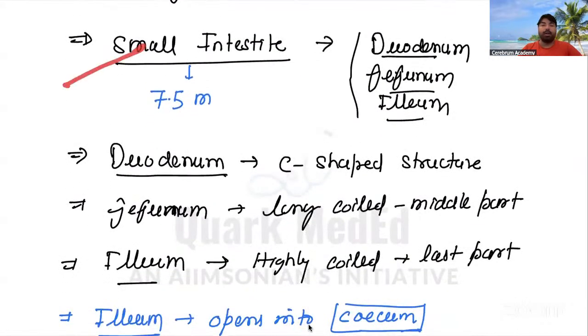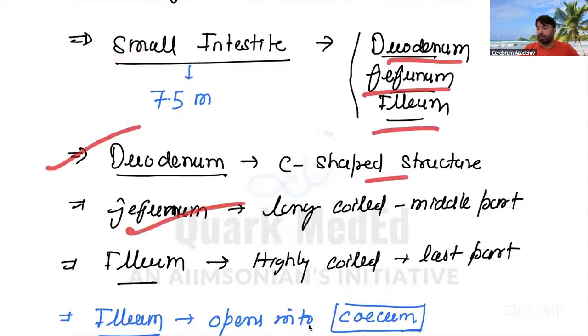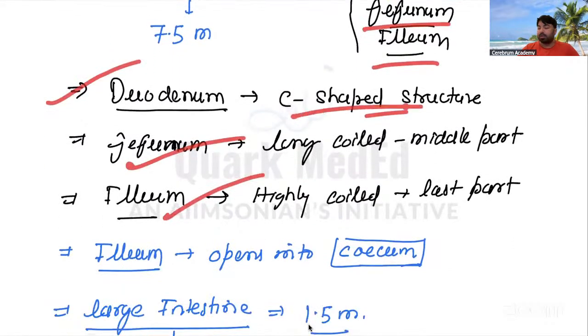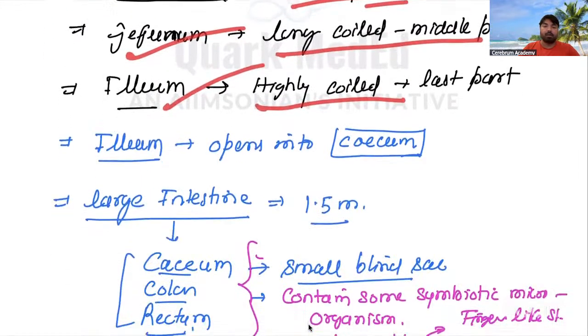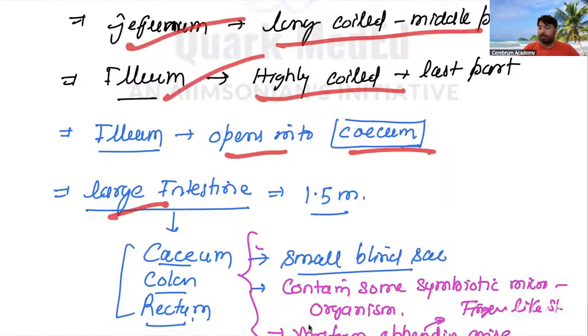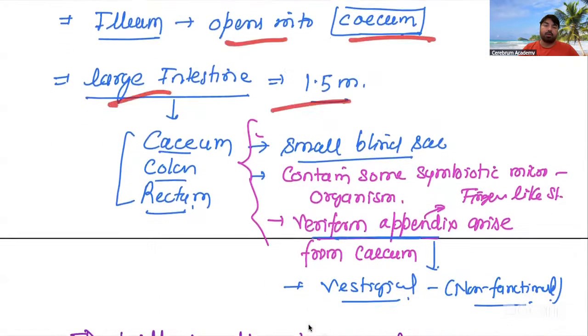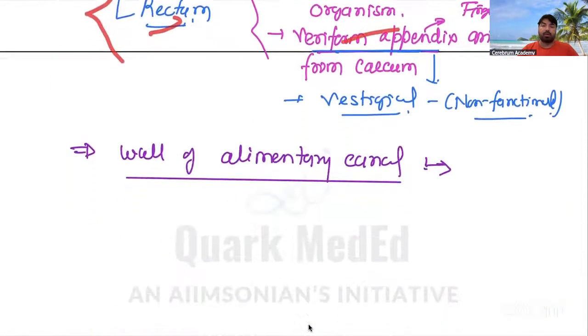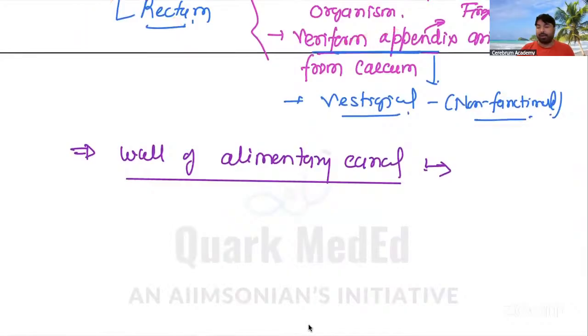Then the small intestine has three parts: duodenum, jejunum, ileum. The duodenum is C-shaped, large and coiled. The ileum is highly coiled. Then the ileum opens into the cecum. So the cecum, colon, and rectum are the parts of the large intestine. Now we have to discuss the wall of the alimentary canal.